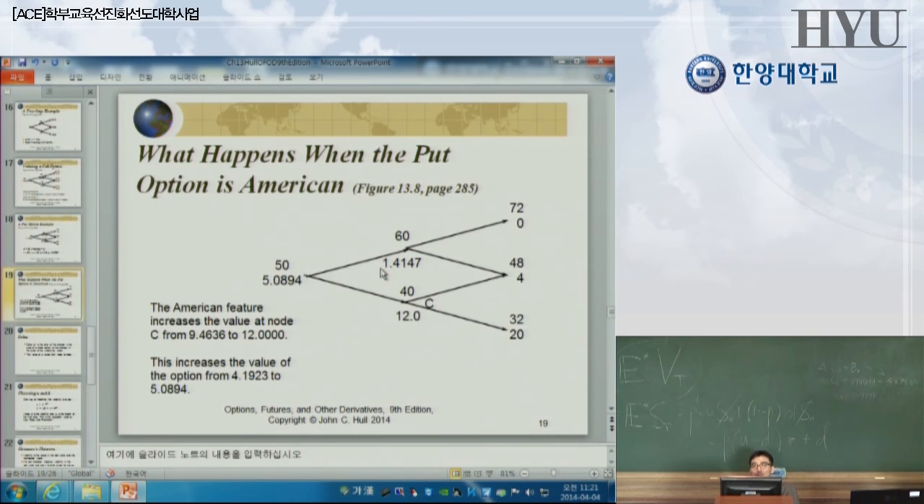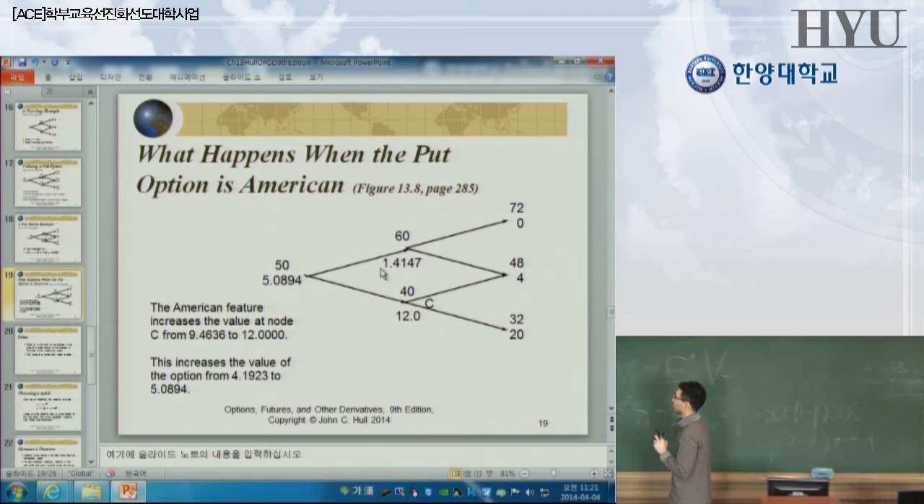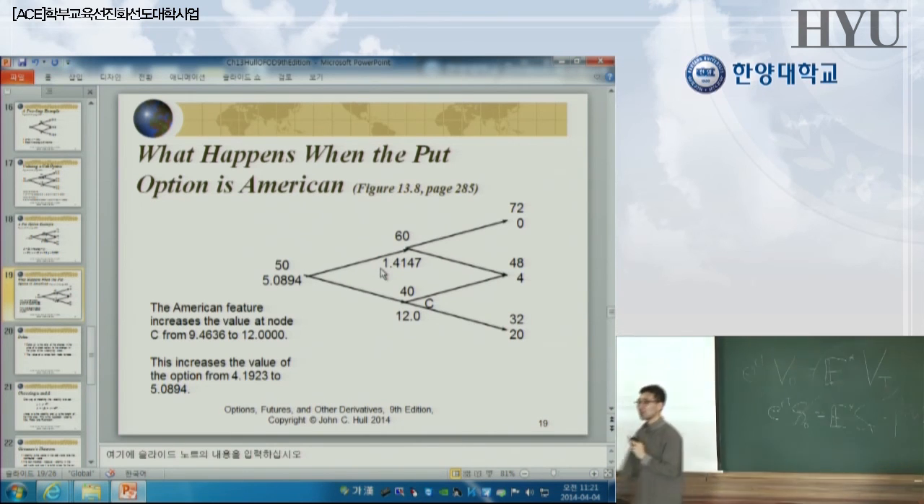Then next question. What happens when the put option is American? What is an American option? What is the difference between an American option and a European option? How are American and European options different?